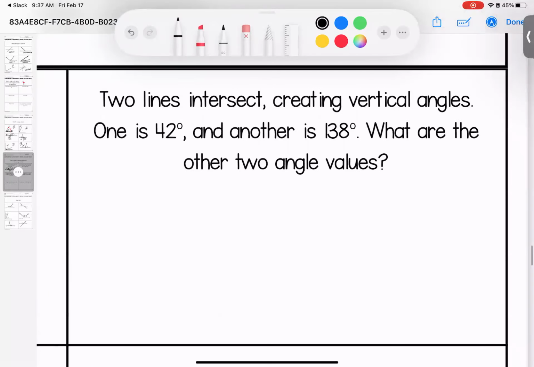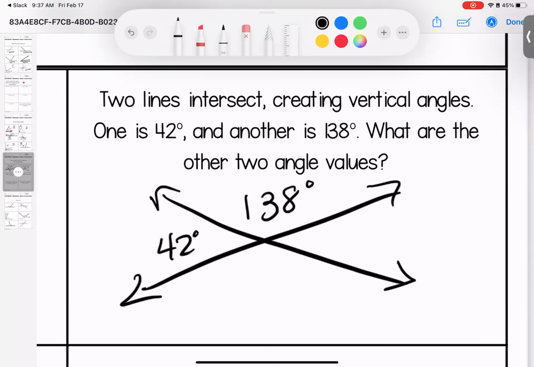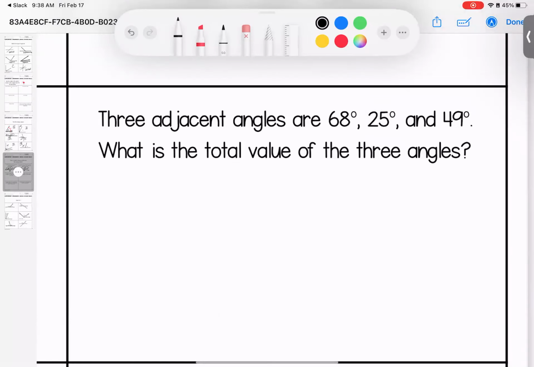Two lines intersect, creating vertical angles, looking like this. One is 42 degrees and one is 138 degrees. What are the other two angles? Well, if we have vertical angles, they are going to be the same across their vertices. Three adjacent angles.